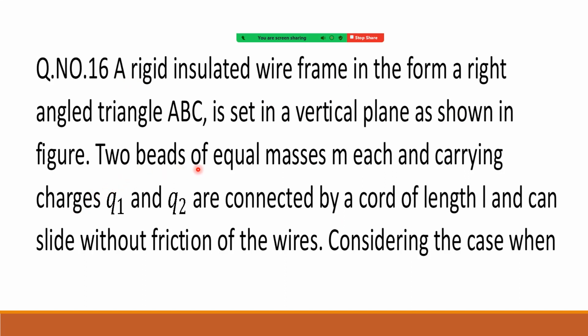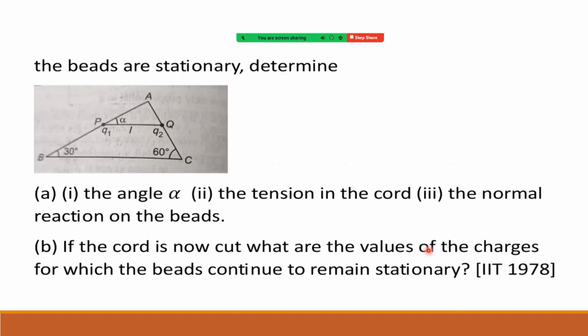Two beads of equal masses m each and carrying charges Q1 and Q2 are connected by a cord of length L and can slide without friction on the wires. Considering the case when the beads are stationary, determine the angle alpha, the tension in the cord, and the normal reaction on the beads.